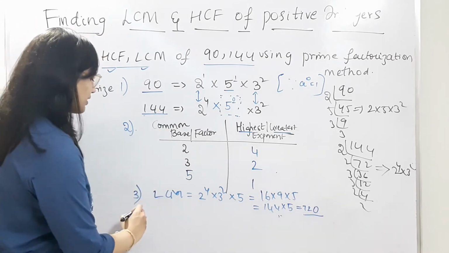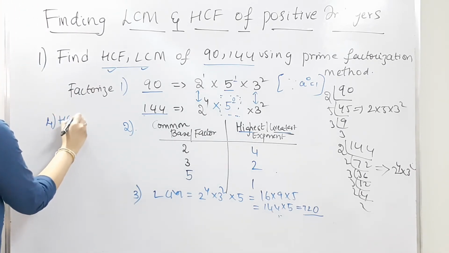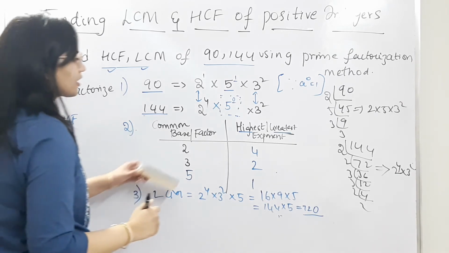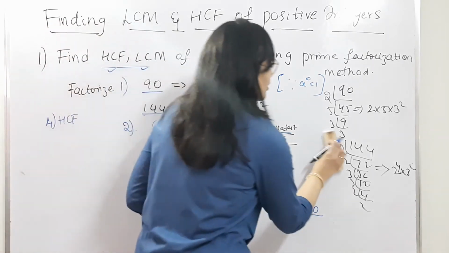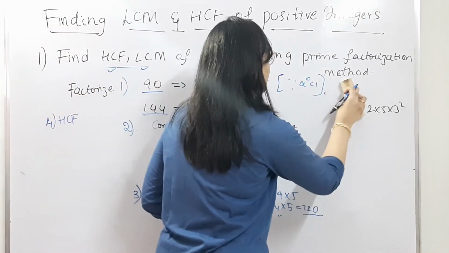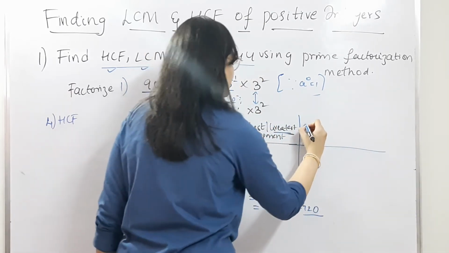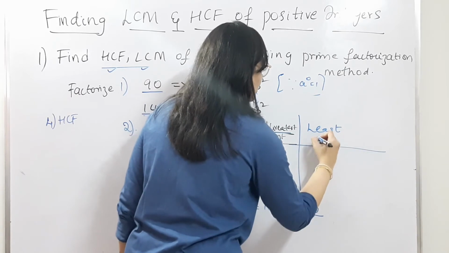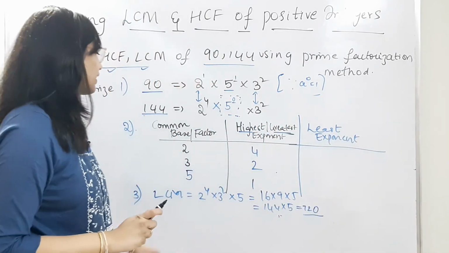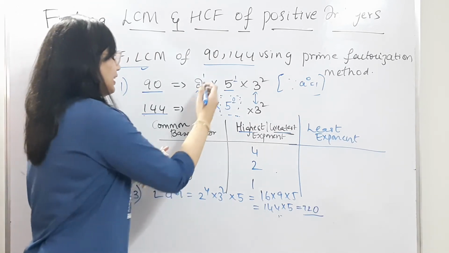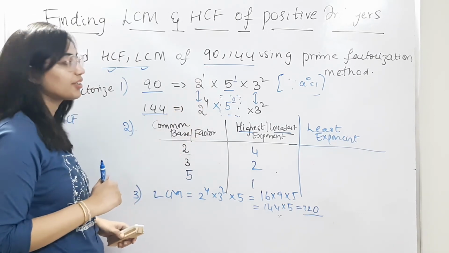Now let's do the HCF. So I'll write the HCF here. How do you find the HCF? Instead of taking the common highest exponent, we'll take the least exponent, right? So in the same table, what I'll do is, I'll extend this to least exponent. Right. Now, here, 2. What is the least exponent of 2? The power here of 2.